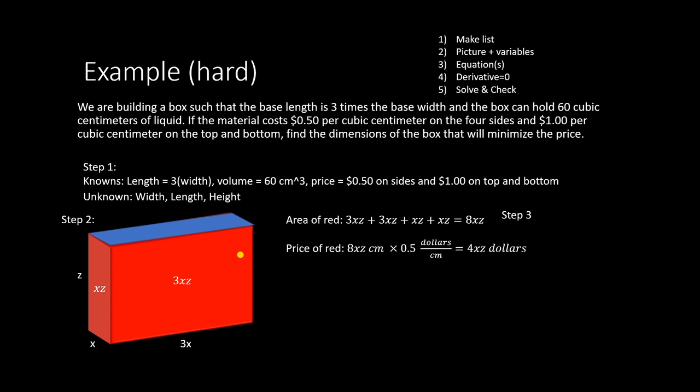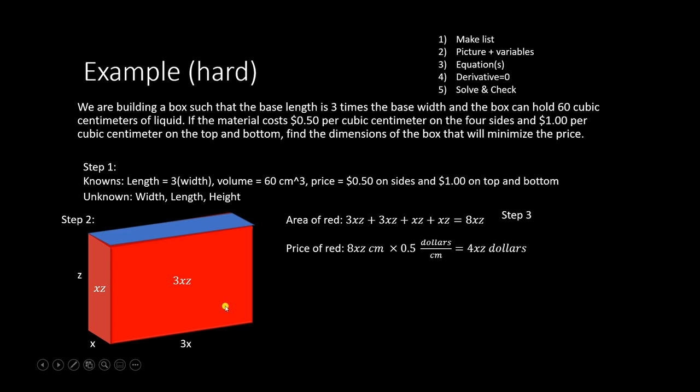Now the blue. By the way, in case it's not clear, the reason why we're finding the red and blue areas separately is because the price for those segments are different. The price of the blue is $1 per square centimeter, and the price of the sides is half a dollar per square centimeter.